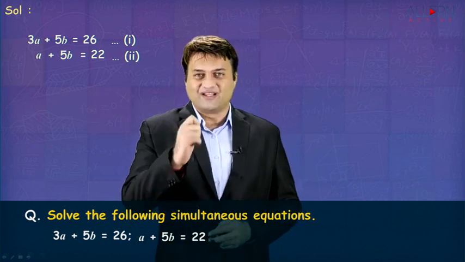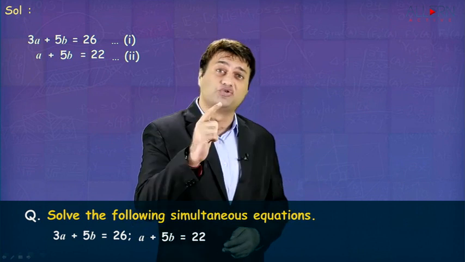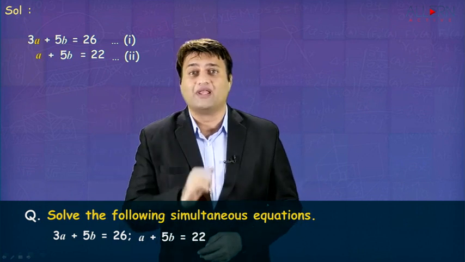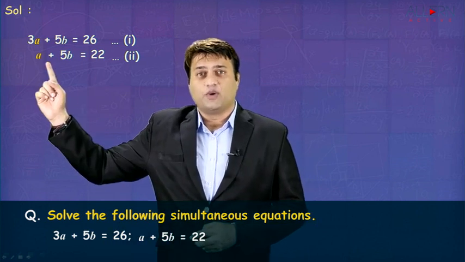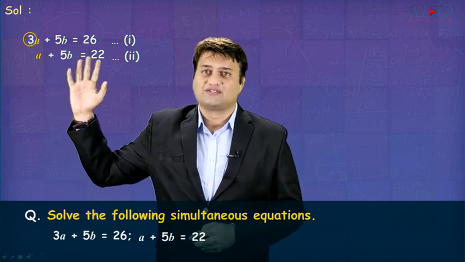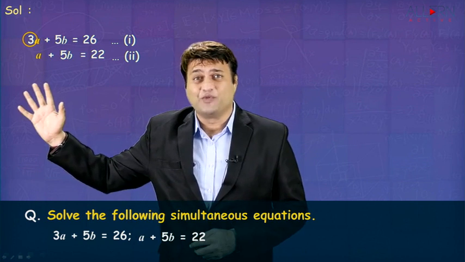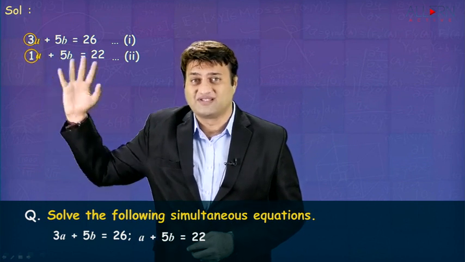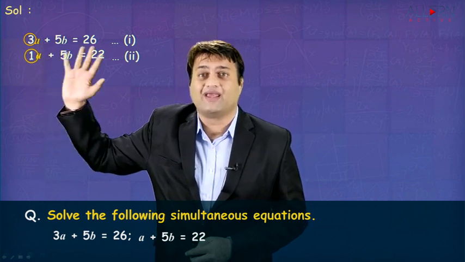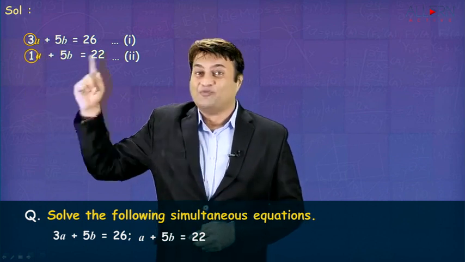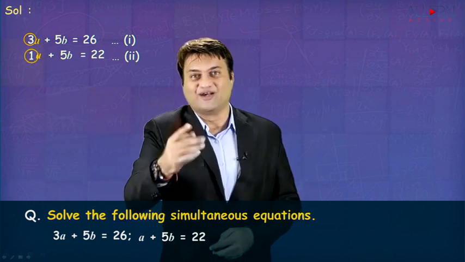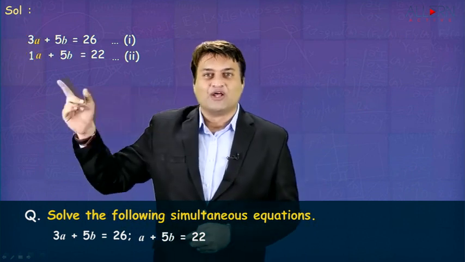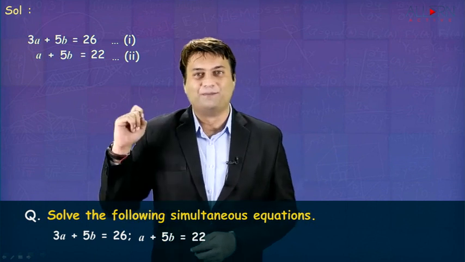For that, let us first decide which variable is to be eliminated. So look at the coefficients of the variable a. In the first equation, the coefficient of a is 3. In the second equation, the coefficient of a is 1. The coefficients are not same, so we cannot eliminate a as of now. Because to eliminate a variable, we need the coefficients to be the same, right? Equating the coefficients.